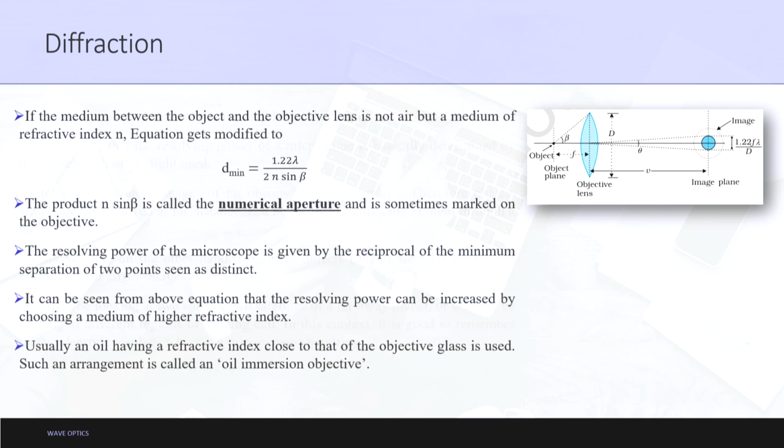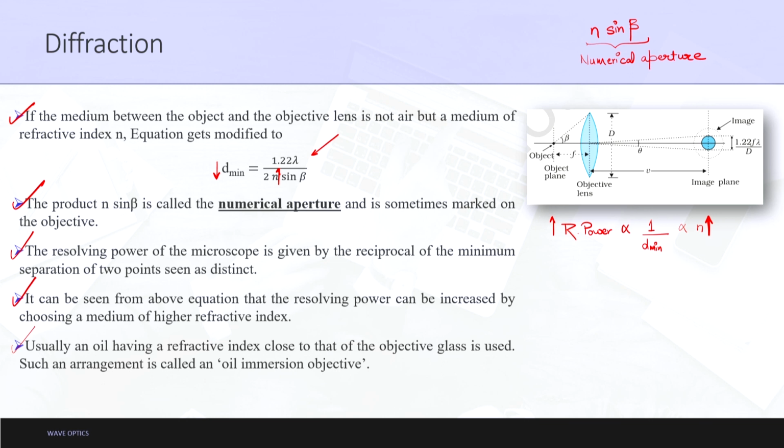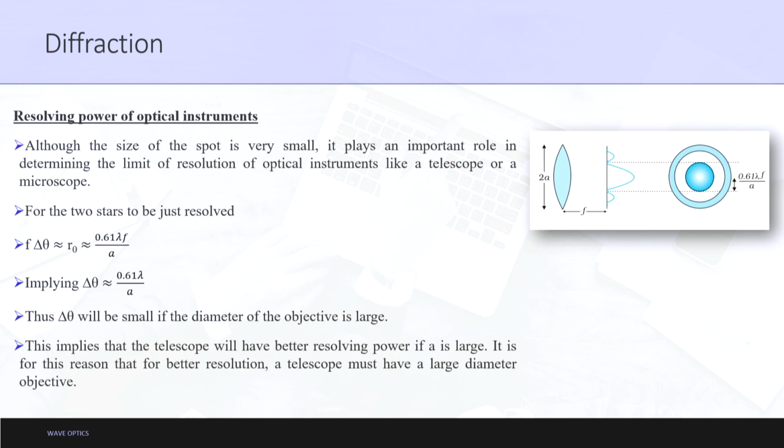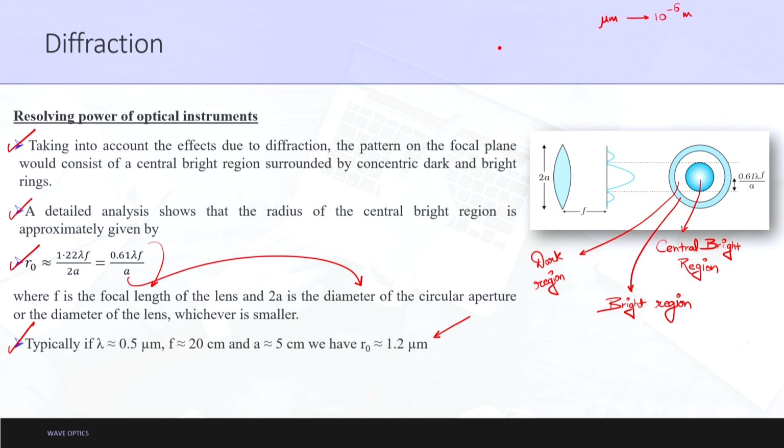Okay, so let me stop it here. In this lecture we understood the concept of resolving power. What is the resolving power? For your exam point of view, please remember the radius of the circular aperture is nothing but 0.61 lambda f by a.